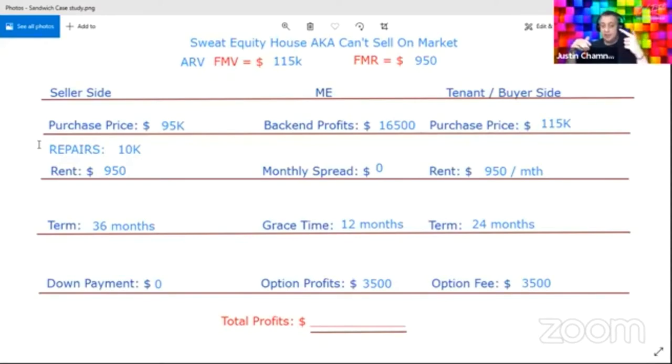All right. So he's making money monthly. He did not get a down payment though, but he is getting repairs made to that property at no cost to his own. So it's a win for the homeowner. It's a win for the tenant buyer because he gets into a property that he can own.